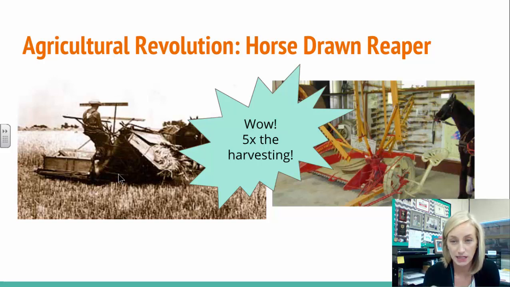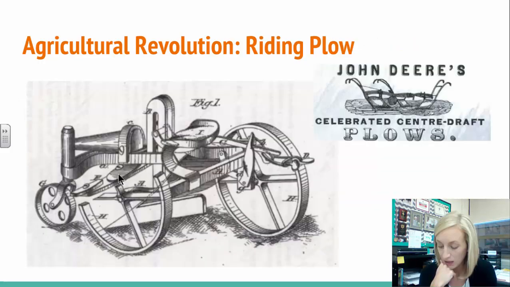So if he invented this in 1831, 9 years later, in 1840, he's selling it to other farms. And by the 1850s, he's the largest producer of farm equipment in the world.